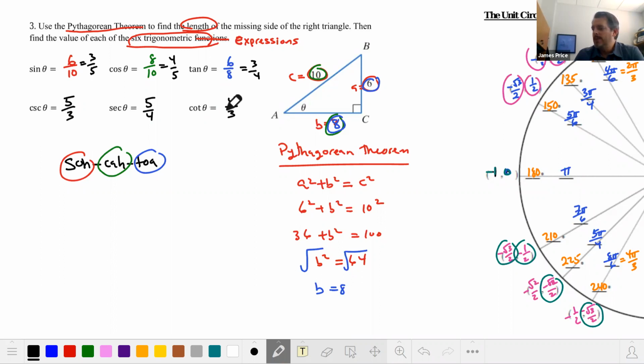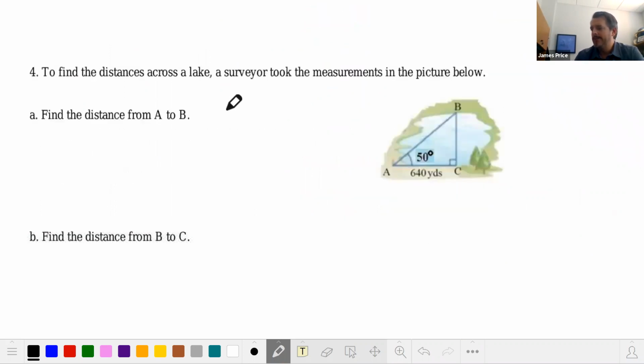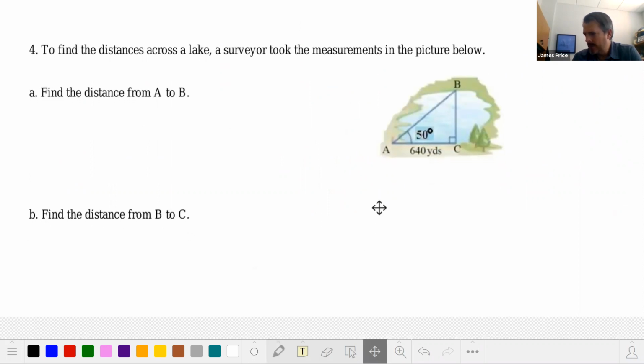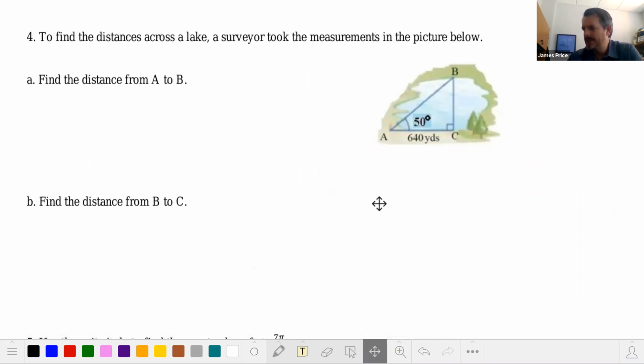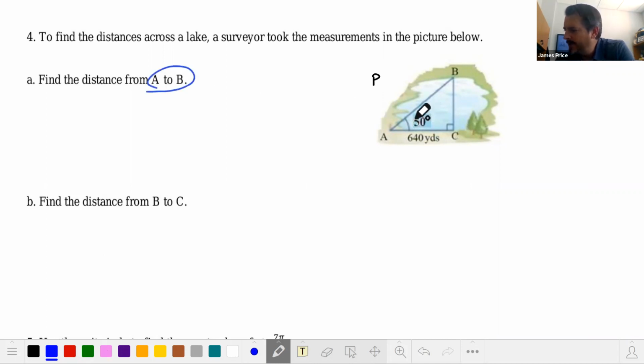All right, and so we move on to number 4 now. In number 4, we have a little application of these trigonometric expressions. It says to find the distance across a lake, a surveyor took the measurements in the picture below. So here's our picture right here. The first thing we want to find is the distance from A to B. So we're going to find this distance right here.